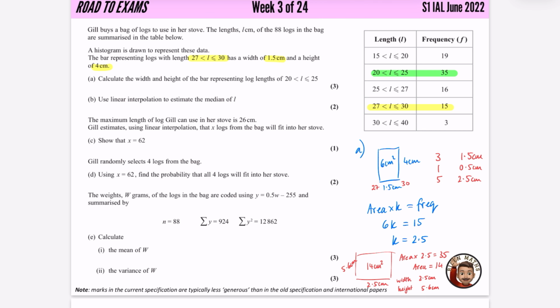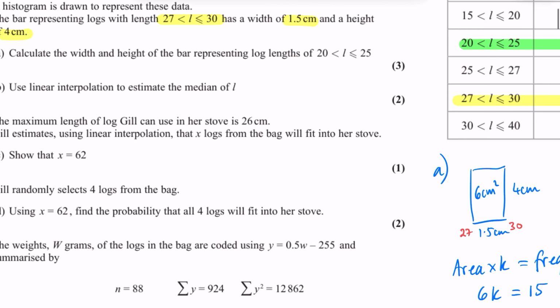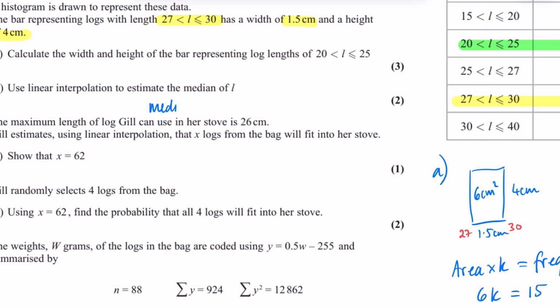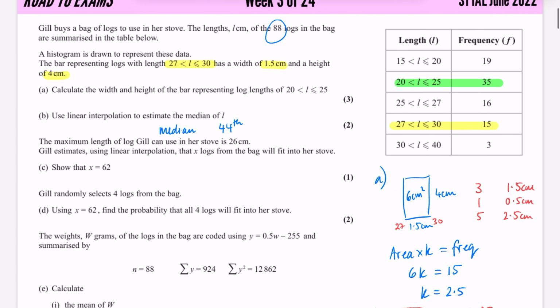And it now says use linear interpolation to estimate the median of L. Well, there are 88 logs here, so the median is going to be the 44th. You don't have to worry, as soon as it's in the table, just do half for the median. They do accept it if you add one on and half it, but honestly for EdExcel, just half the 88 to find the median position. So we do need to find the cumulative frequency for this. So it's going to go 19. If I do the 19 plus 35, it goes up to 54. So that tells me that the 44th one must be inside this group here.